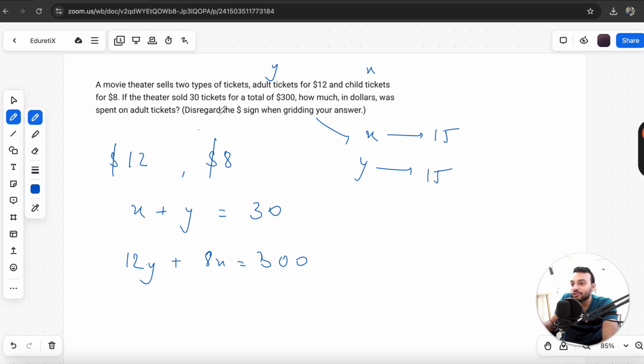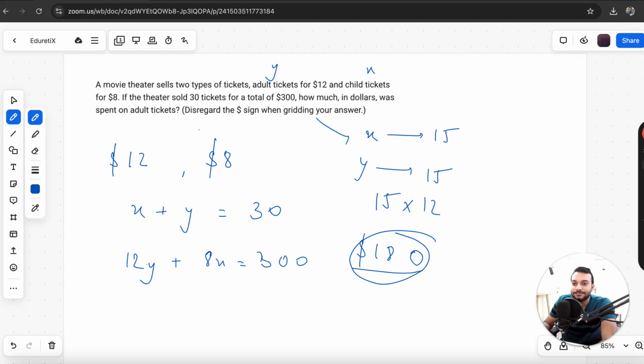Now total amount spent on adult tickets, that means 15 times 12. 12 times 5 is 60, 0 carry 6, 12 times 1 is 12, plus 6, 18. So $180 spent on adult tickets and $120 spent on child tickets. Okay, let's go on to the next one.